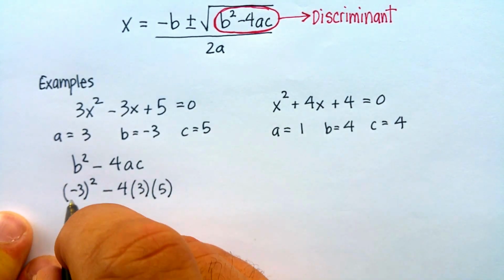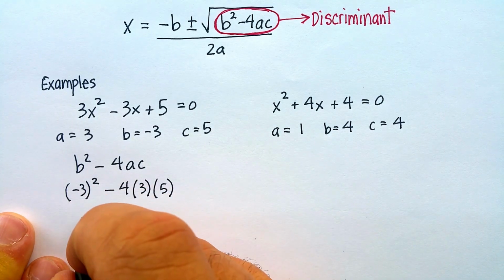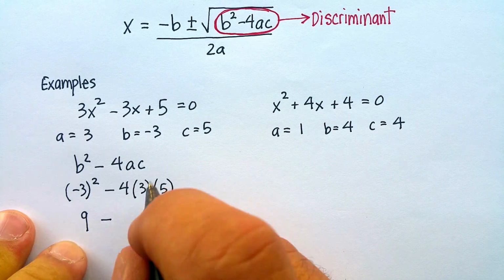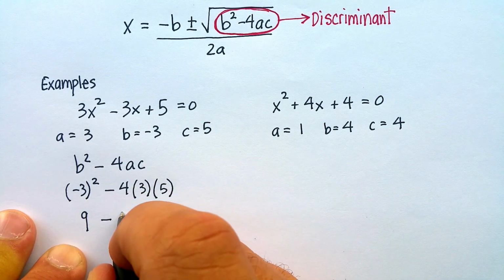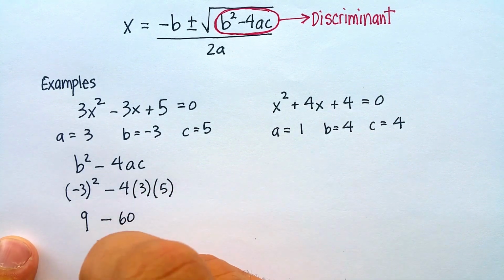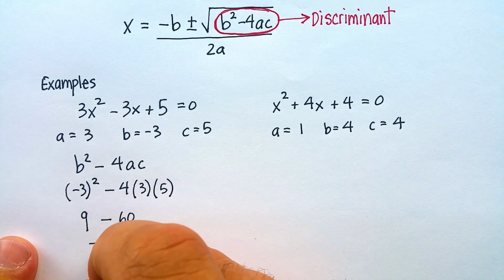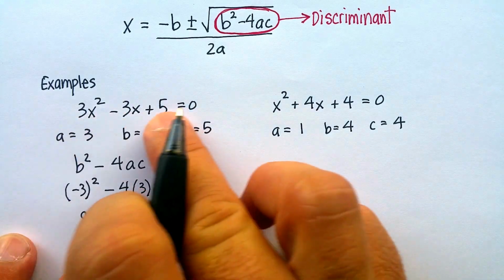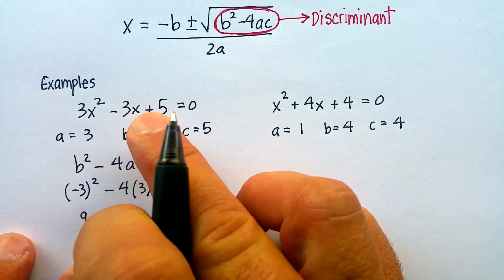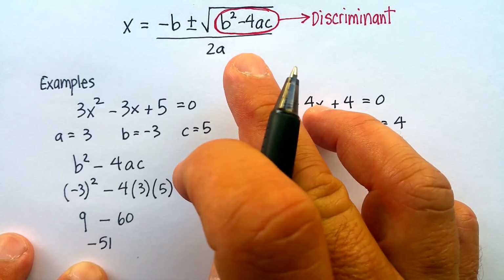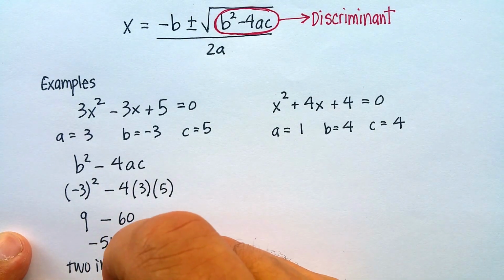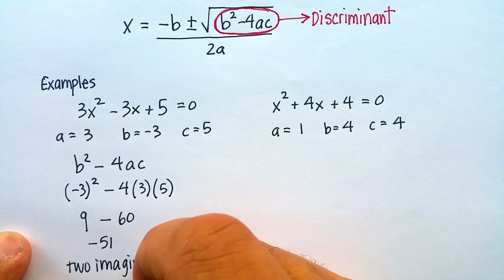Let's calculate. Negative 3 squared, following PEMDAS, gives me 9. Minus, and I can see right away this is going to be greater than 9, right? So 12 times 5 is 60. My answer is going to be negative 51. This tells me that this particular quadratic equation will not cross the x-axis at all. So I'm going to have 2 imaginary roots.